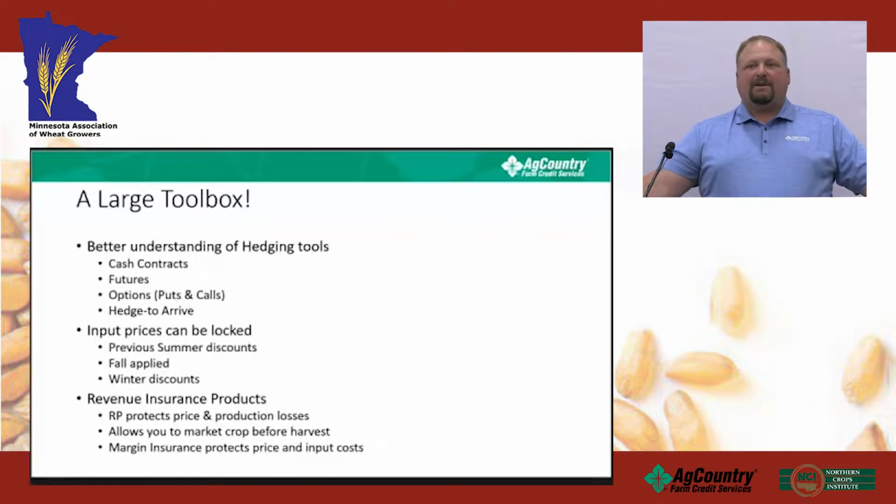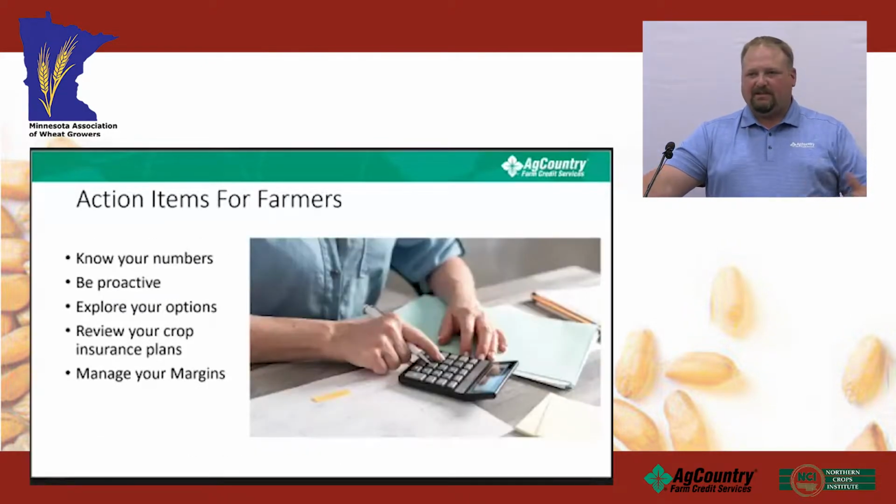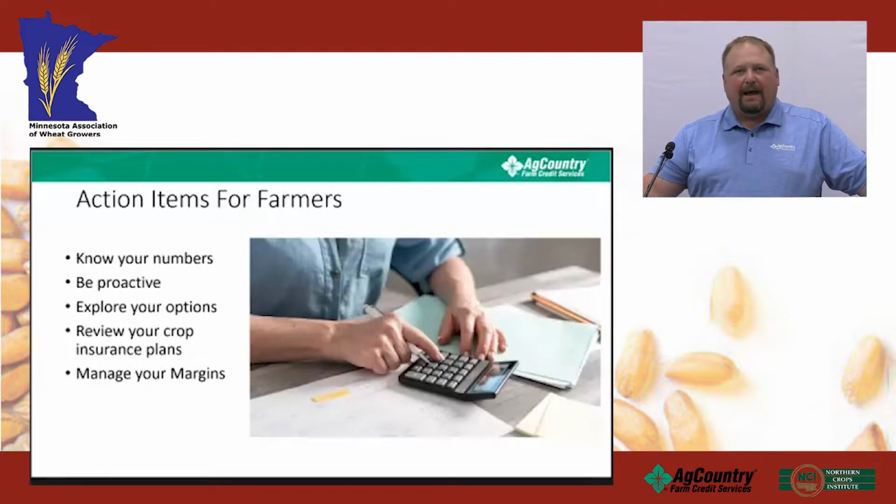All right, what kind of actions for the farmers? This is going to get a little repetitive from our previous speaker here. Know your numbers. Be proactive. Explore the options. Review the insurance plans and manage your margins. You really need to dig into it. I know it's hard and it's not an exact science. We're not going to know the exact cost of production today, looking at 23, but we got to get close.